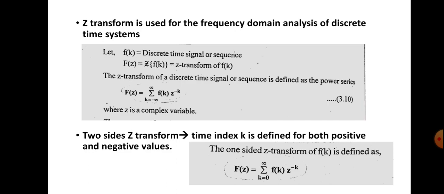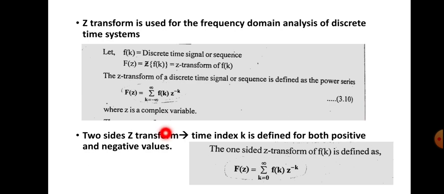So, the Z transform is used for the frequency domain analysis of discrete time systems. Basically, the discrete time signals are represented by f of k, and the Z transform of that discrete time signal f of k is represented by F of z, that is F of z is equal to Z of f of k. So, the Z transform of a discrete time signal is defined as F of z equal to sigma k equal to minus infinity to plus infinity f of k into z raised to minus k. And here z represents a complex variable.